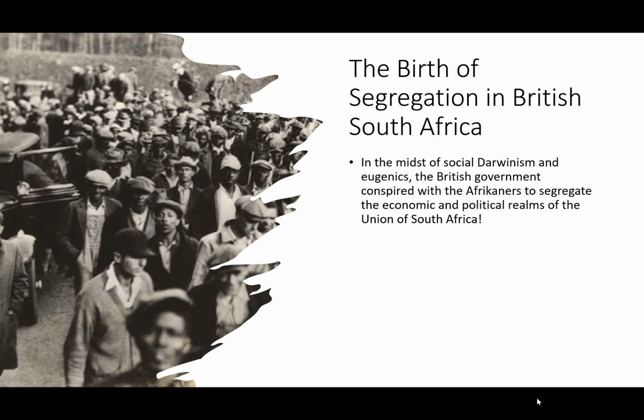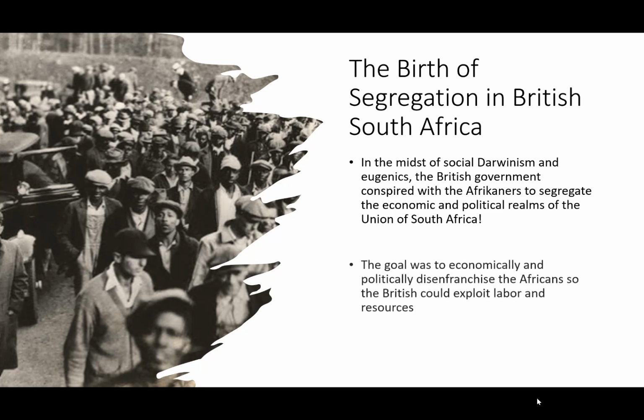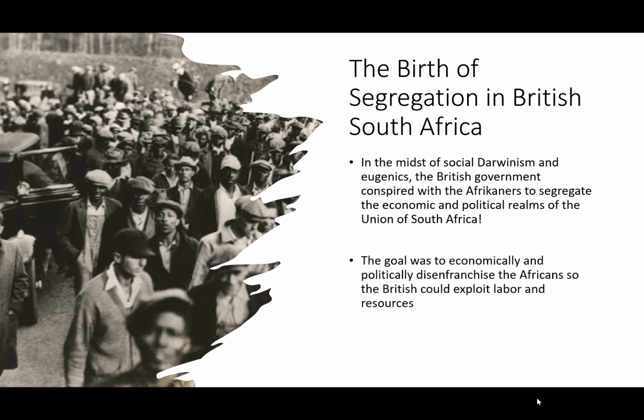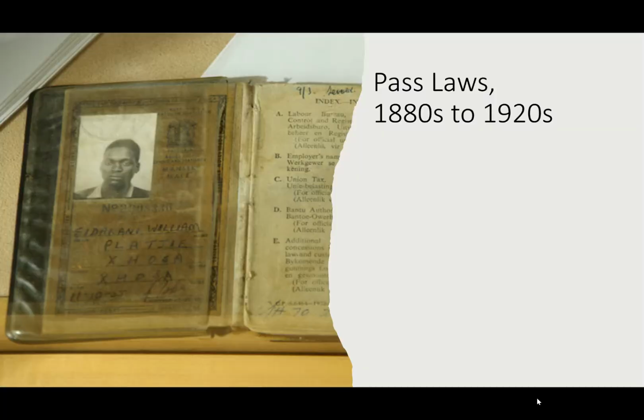And just to remind us where we've been, in the midst of social Darwinism and eugenics, the British government conspired with the Afrikaners to segregate the economic and political realms. Really important there. It's all about disenfranchisement, both economically and politically. By reducing access to political and economic power of the Africans, the Afrikaners and the British were able to truly exploit labor, wealth, and other elements. So it's very significant.